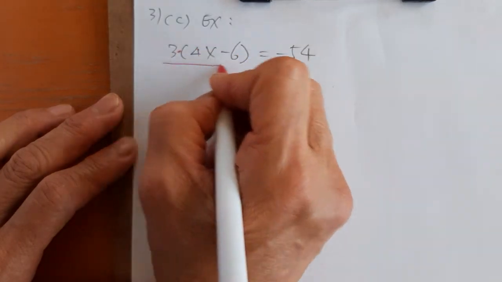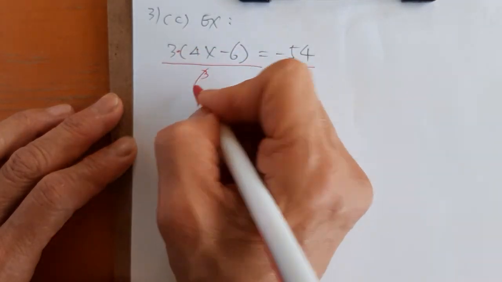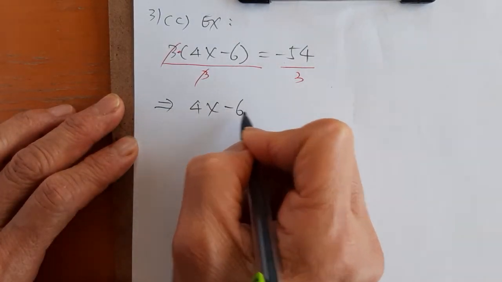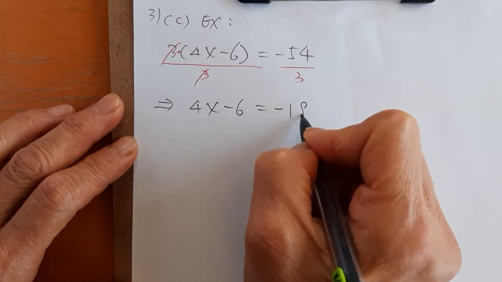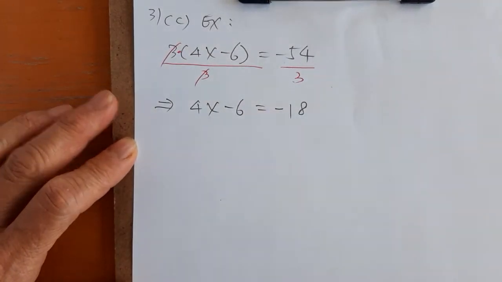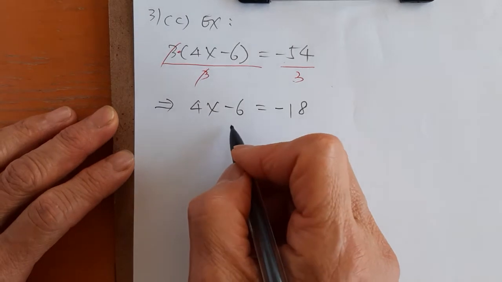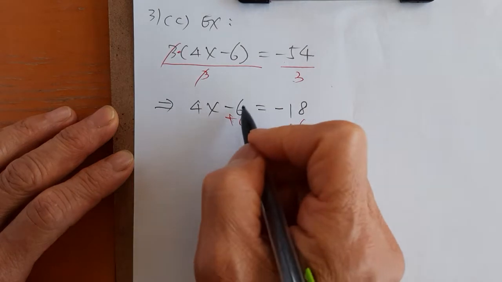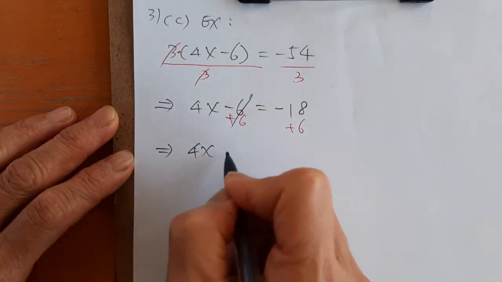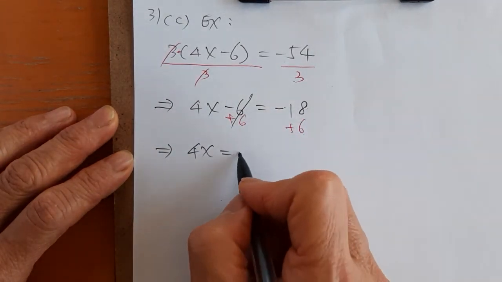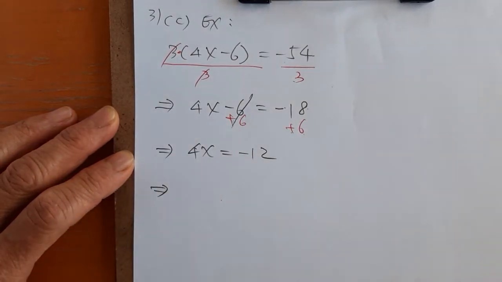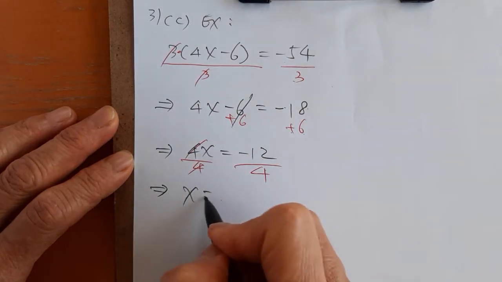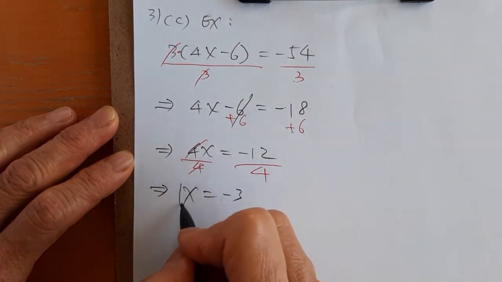Here is multiplication, so you can divide by 3 on both sides. Cancel it. So we get 4x minus 6 equals negative 18. 54 divided by 3 is 18. And then you add 6 to both sides, and you get 4x equals negative 18 plus 6, which is negative 12. And then you divide by 4 on both sides and cancel. So x equals negative 12 divided by 4, you get negative 3.